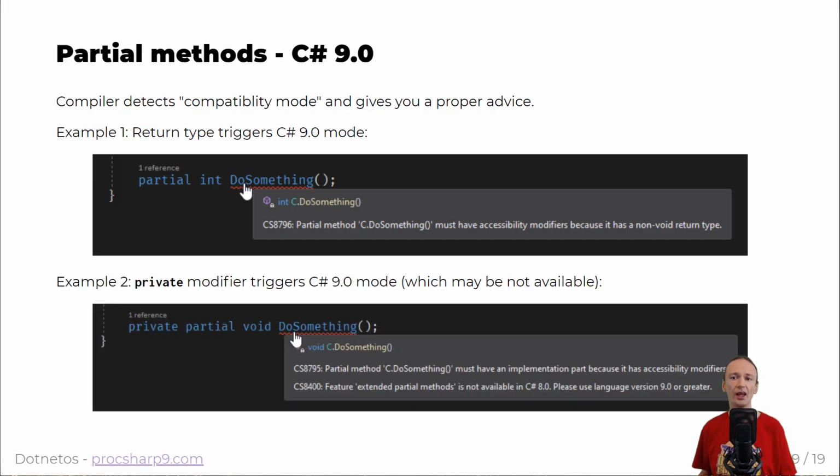And similarly, if your partial method is private and it returns void, so it returns nothing, it will say, okay, this triggers the new mode, the new way of treating partial methods. So it will say, this is a new way of treating partial methods, you have to compile it under C#9 to make it work.